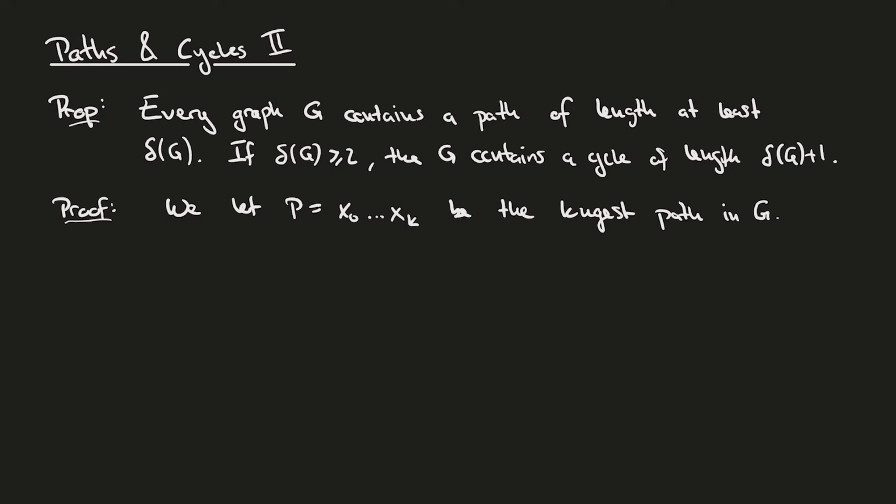Thus, in this case, P is our maximal object. And we know that a longest path must exist because we're only looking at finite graphs G, and therefore there's only a finite number of paths in G, and one of those has to have the longest length. Okay, so we have this path P, which goes from x0 to some other vertices. We might not know how many, and then it ends at xk.